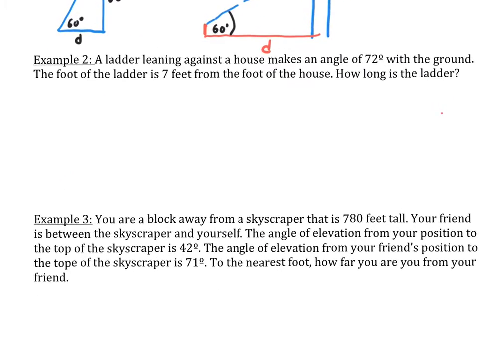All right, let's take a gander at example 2. A ladder leaning against a house makes an angle of 72 degrees with the ground. The foot of the ladder is 7 feet from the foot of the house. How long is the ladder?